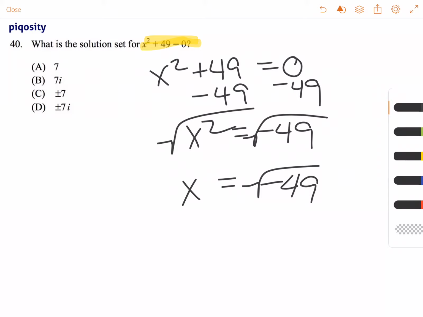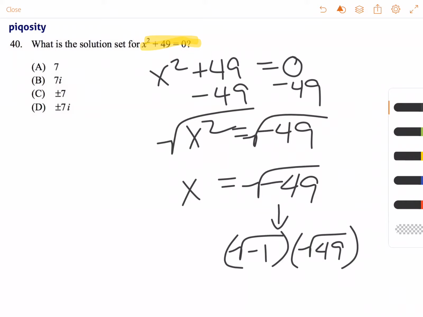So you can break this down to the square root of negative 1 times the square root of 49. So you do know the square root of 49 is 7. So you're saying that x is equal to 7 times the square root of negative 1. This is where this question is seeing if you understand imaginary numbers or not.